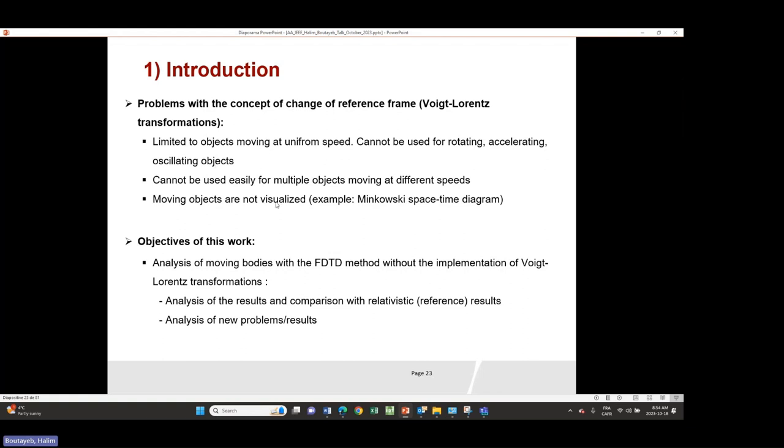And also, it's not clear how this concept can be used to differentiate between a moving observer, a moving source, or a moving scattering object. It should be different for the three kinds of body. So the objective of this work is to analyze moving bodies using the FDTD method without the implementation of the Voigt-Lorentz transformation. Then we will analyze the result and compare with the relativistic result, which we consider as a reference. And also we will use our method for analyzing new problems and get new results.